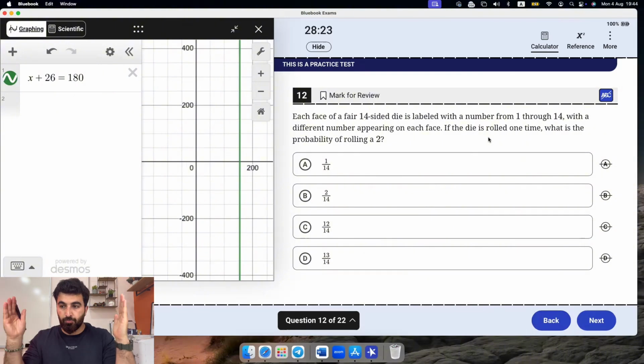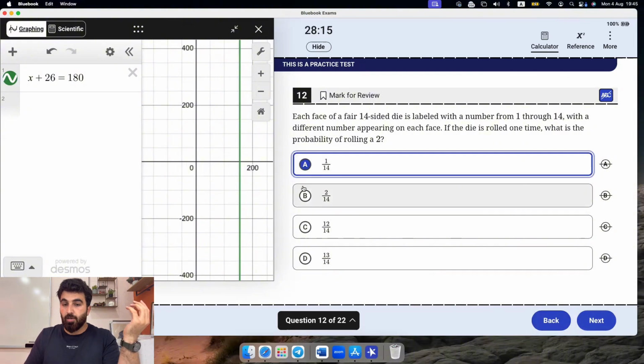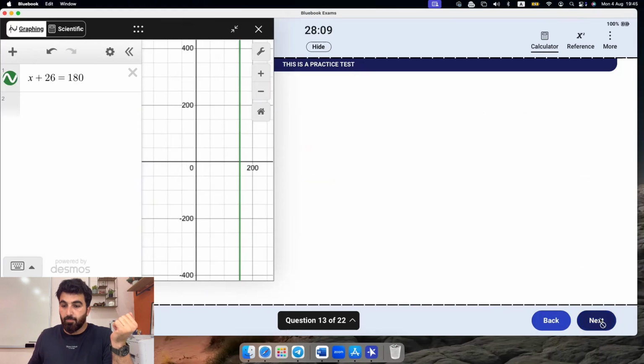From 1 to 14, there's only one of each, right? You are selecting this number out of 14. So we pick one out of 14. The answer will be A. Because all those numbers are different numbers, as it mentioned.